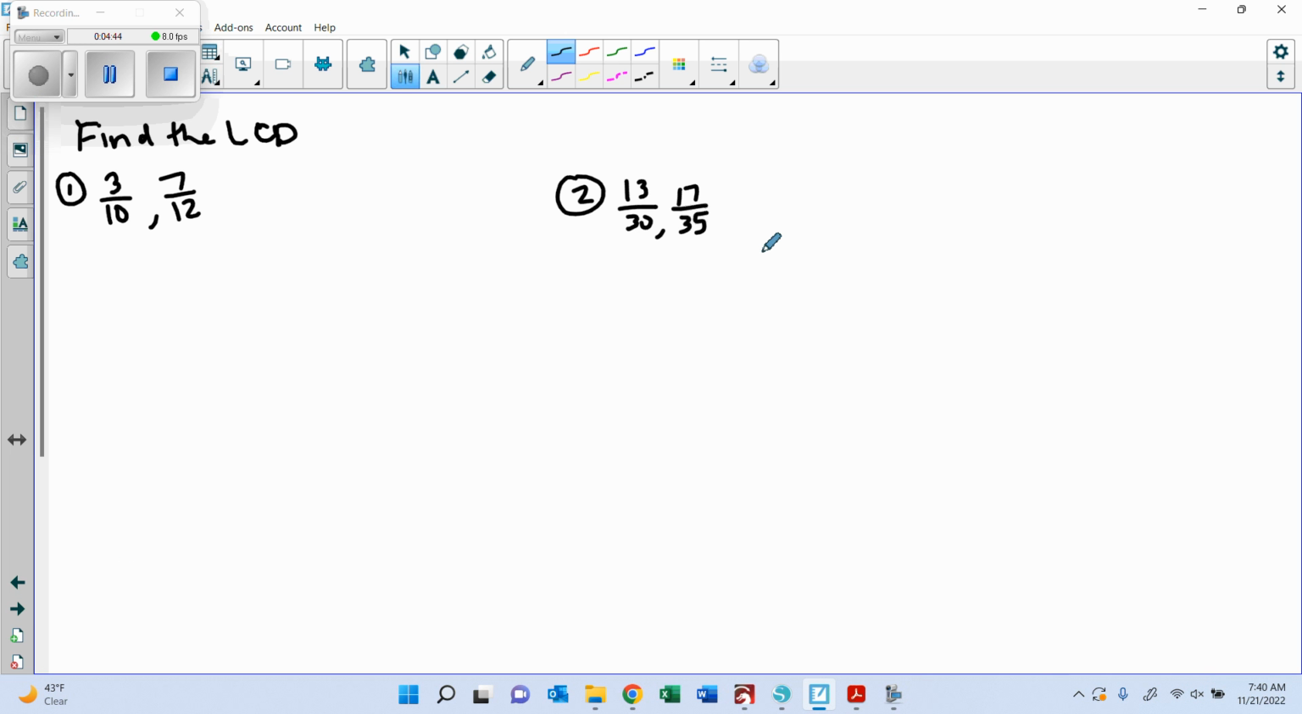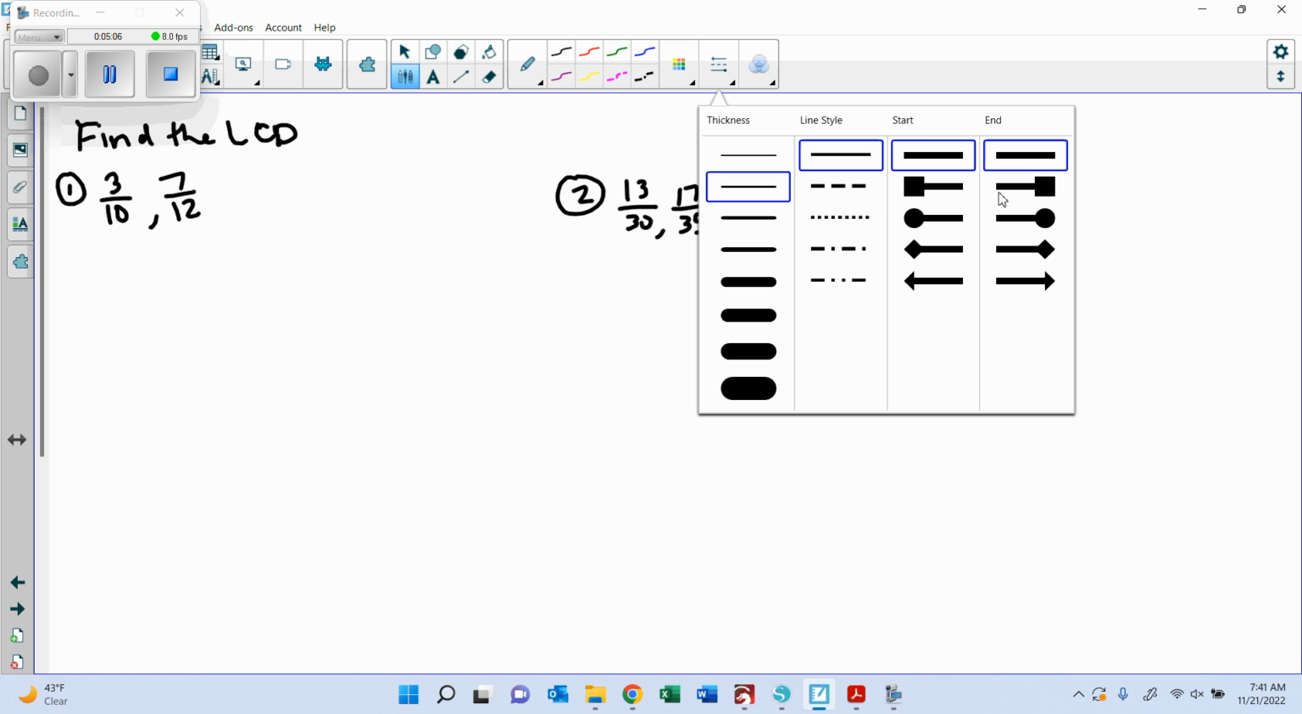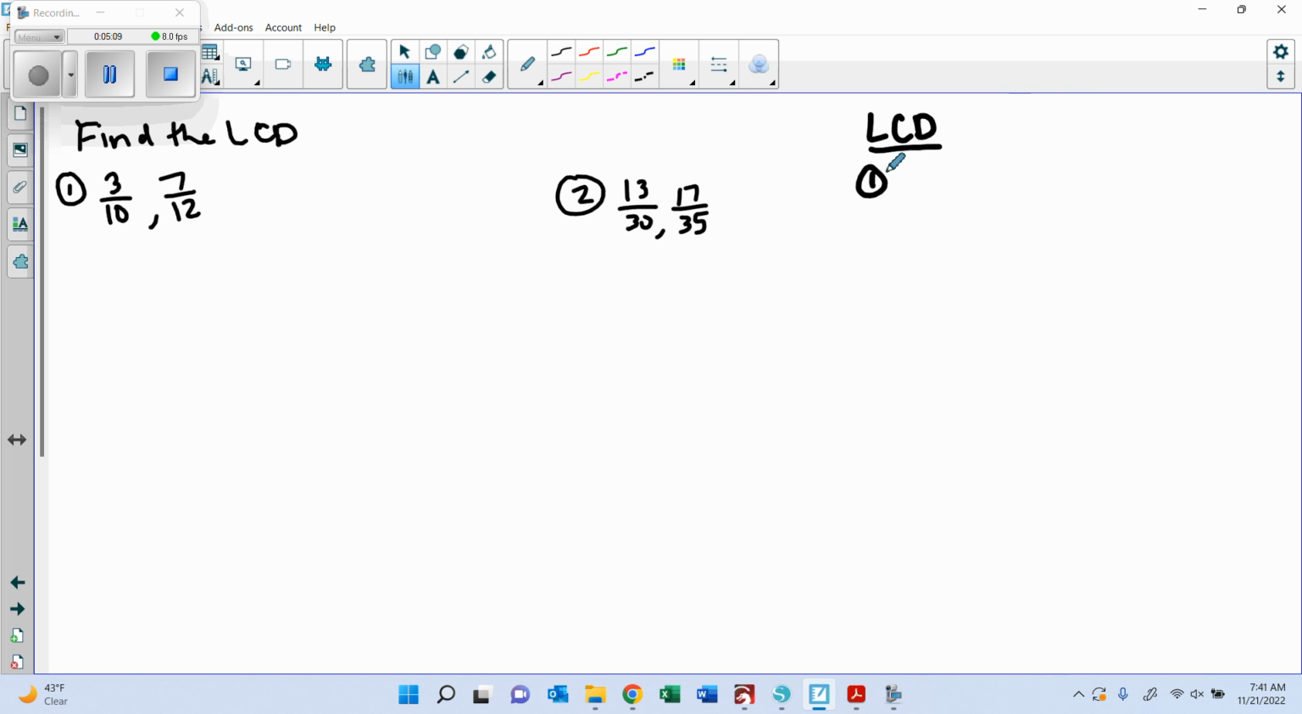Now we're going to review finding the least common denominator before we get into solving, because some of our solving requires us to work with fractions. So I wanted to review that whole process that we have for least common denominator. To find the least common denominator, our process is to first factor all the denominators. Okay, so we factor the denominators.